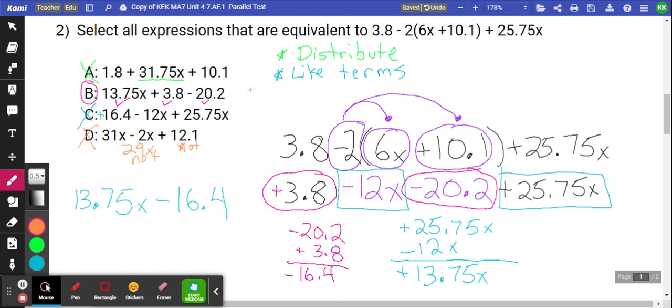So letter B is the only expression that is equivalent to our original expression when our original expression is simplified.